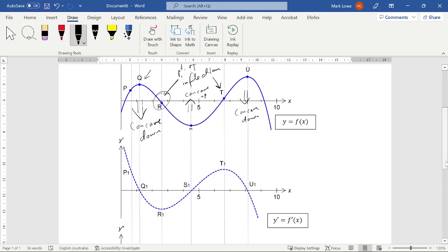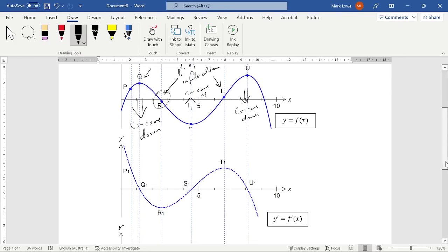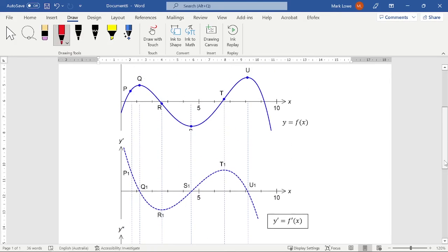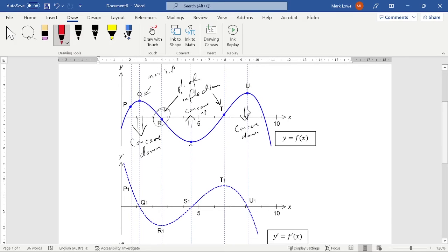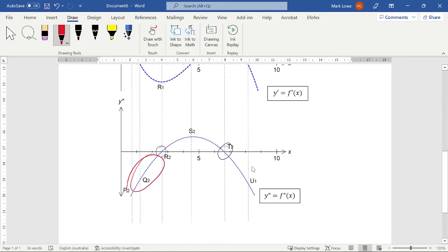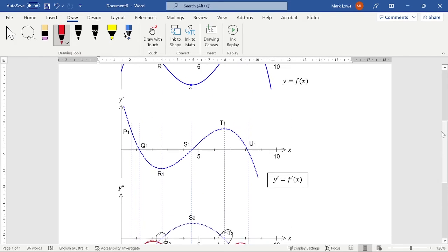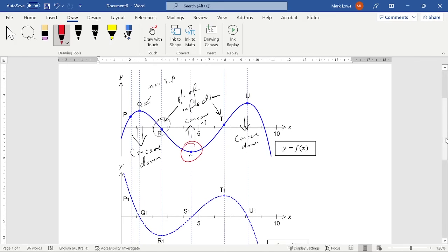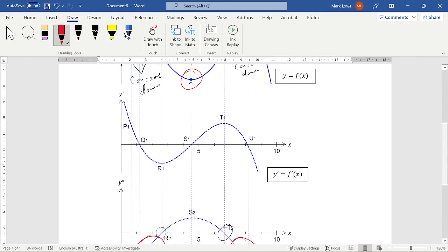So if we look at that, we can see our maximum turning point at Q relates to a negative value for our second derivative. If we have a look at our other maximum turning point at U, track down and look at our second derivative, it's negative there as well. Our minimum turning point here at S, that should be an S, okay, that corresponds to a positive value on our second derivative.